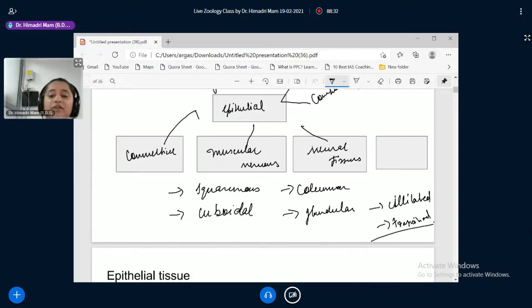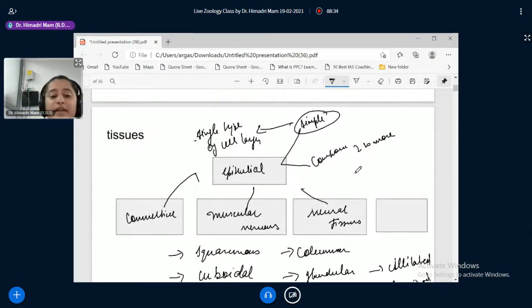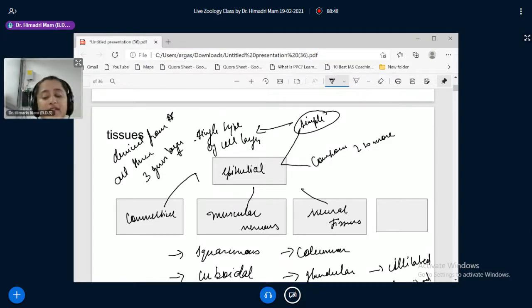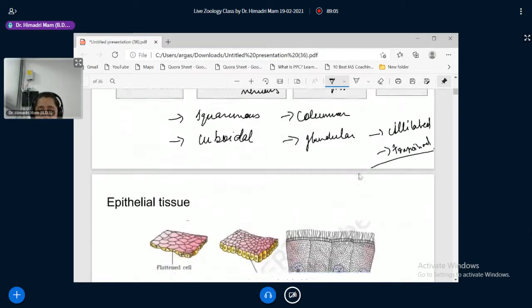Now, the speciality about this epithelial tissue is that it can derive from all the 3 germ layers. You can find a question on this in NEET, that epithelial tissue is derived from what? Endoderm, mesoderm, or ectoderm? Answer is all 3. Right. Then we'll talk about the connective tissue.